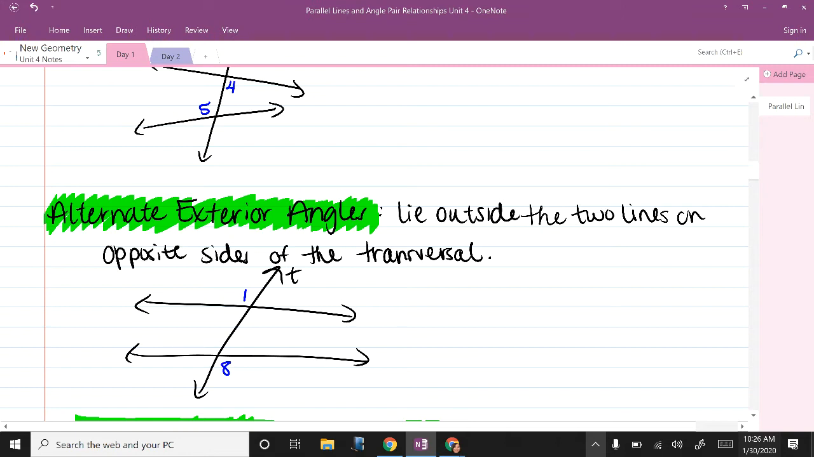All right. Now, you can see. Okay, alternate exterior angles lie outside the two lines on opposite sides of the transversal.